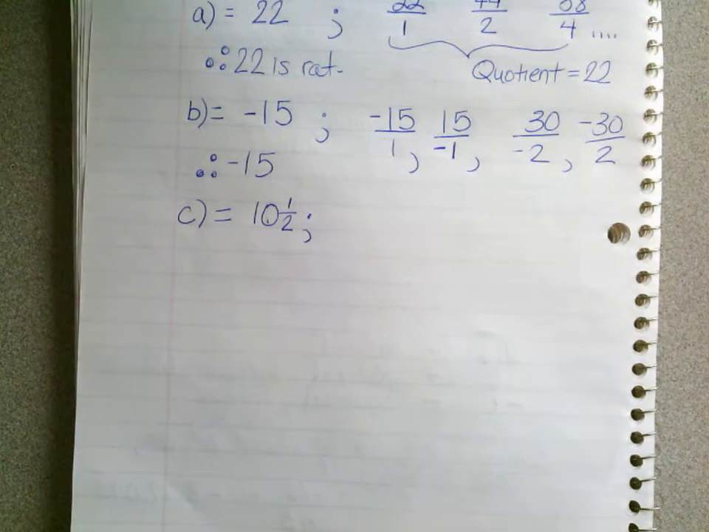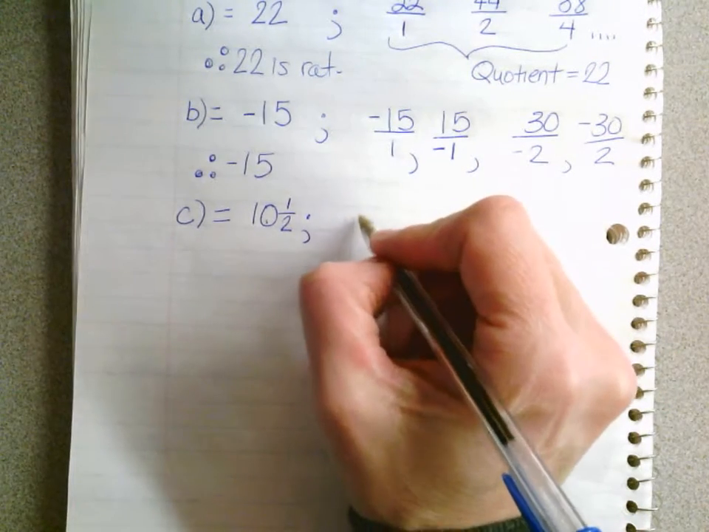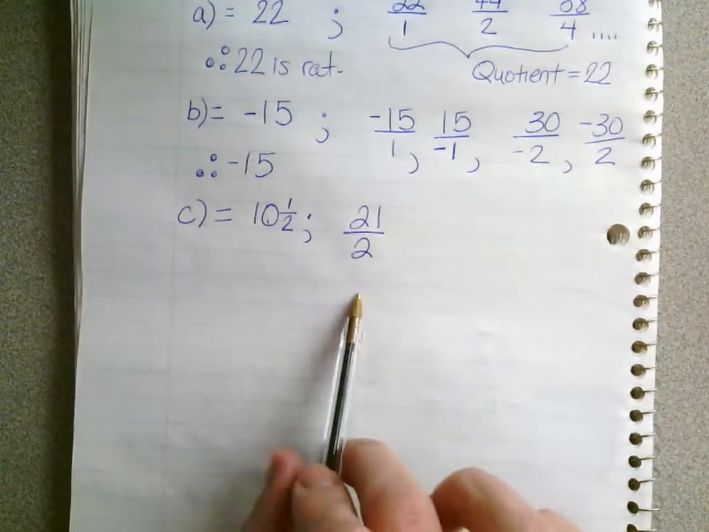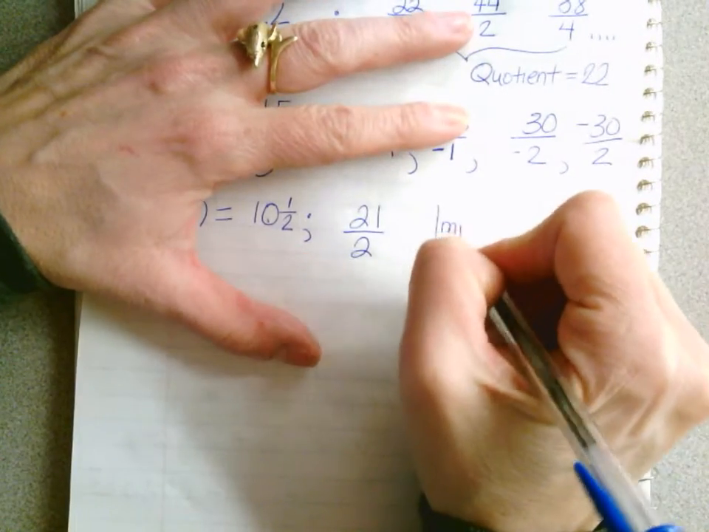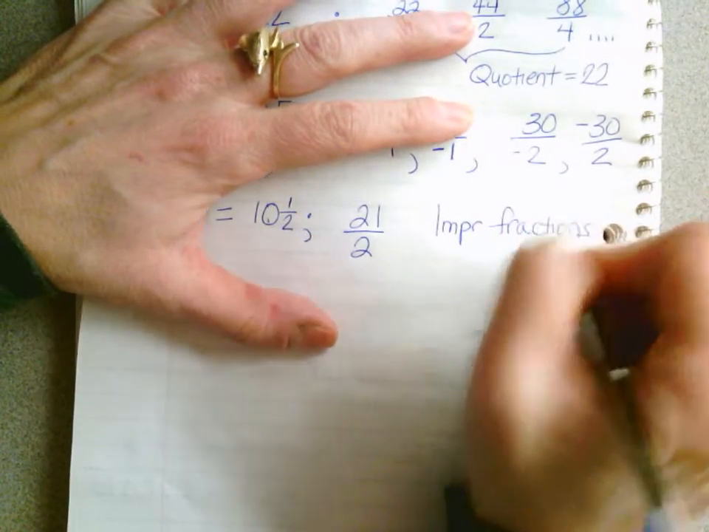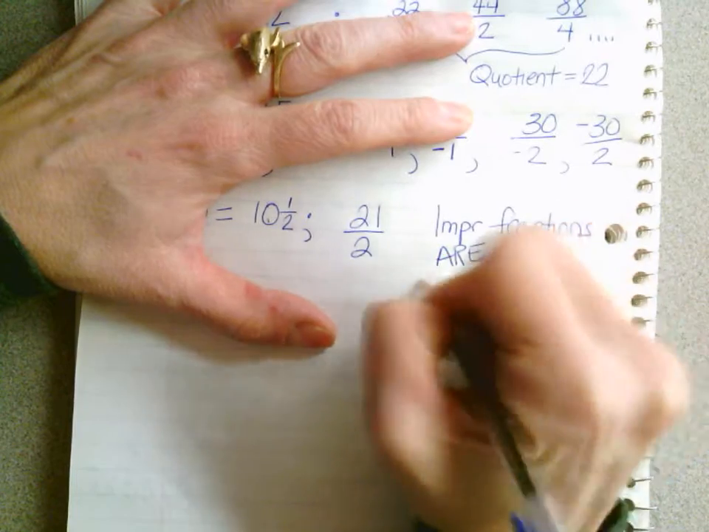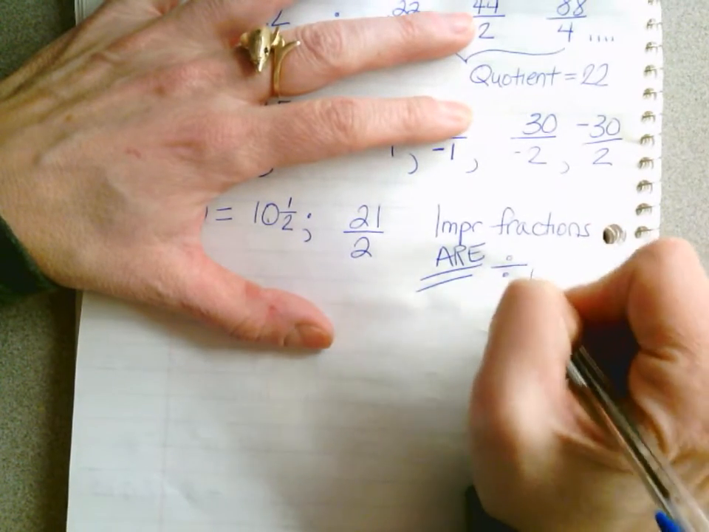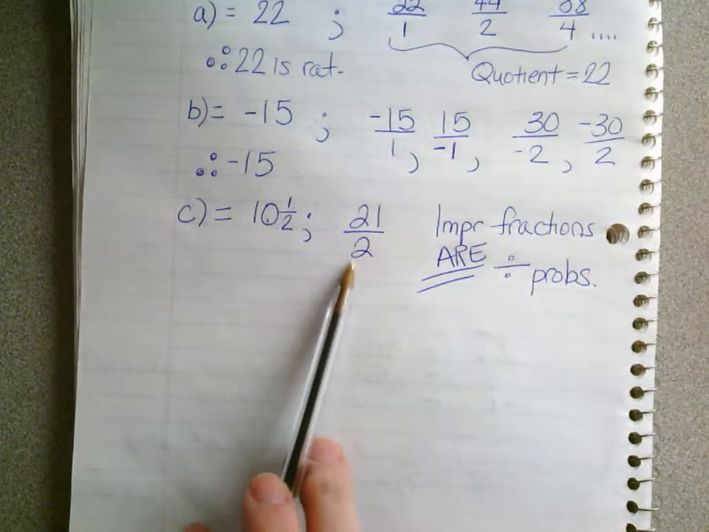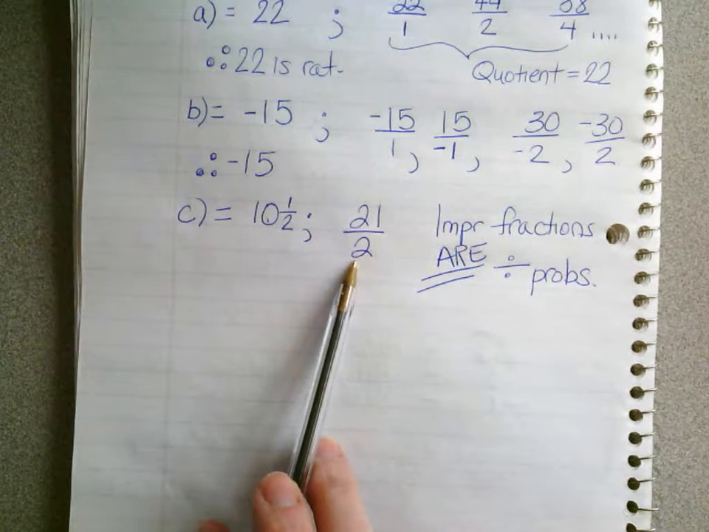She's right. If you simply convert this to an improper fraction, that is also a division problem. Improper fractions are, in and of themselves, division problems. You just don't usually think of them that way. This literally means 21 divided by 2.